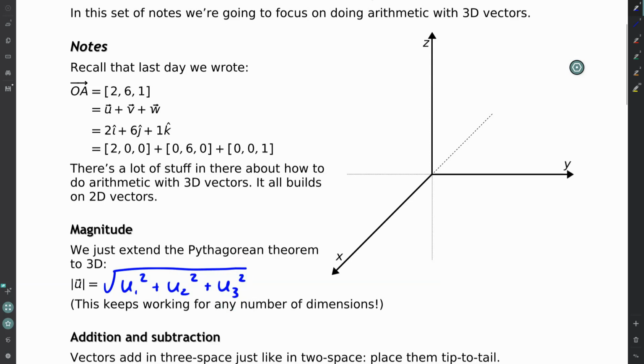That actually keeps working for any number of dimensions. If we're working in 4 dimensions, then the magnitude of a 4-dimensional vector, whatever that might look like, would just have an additional term in there, u4 squared. Let's think about why this actually works.